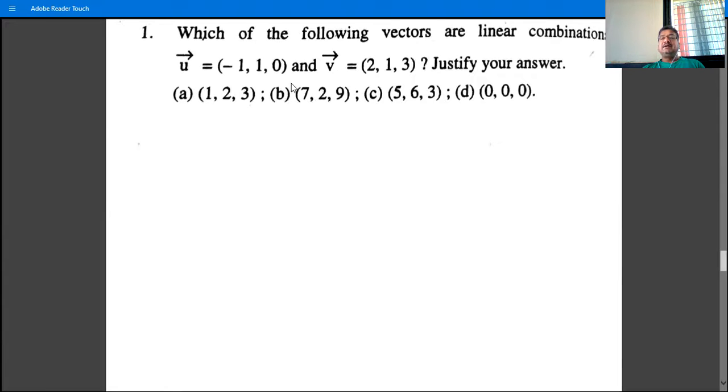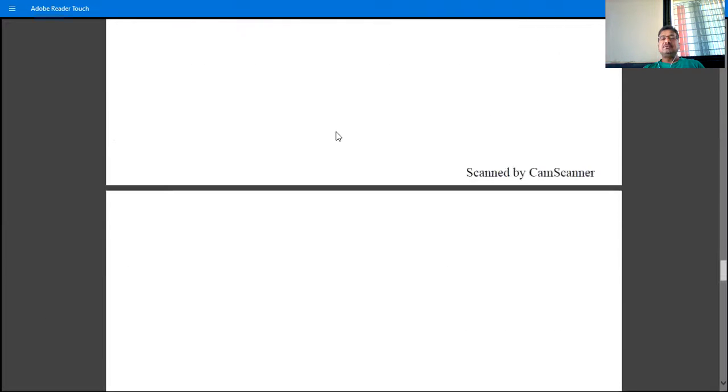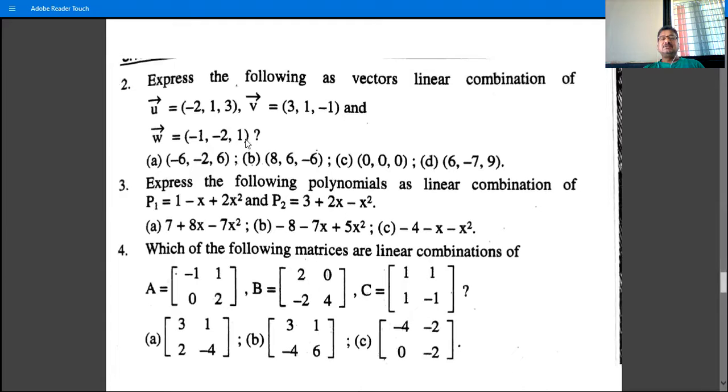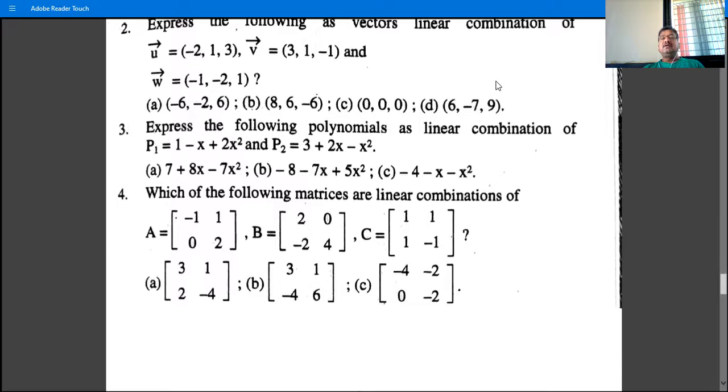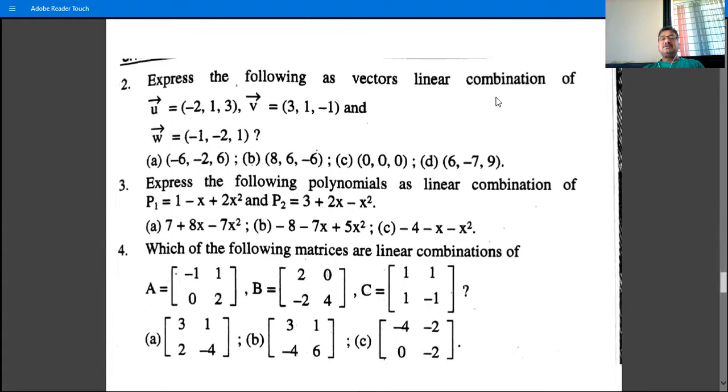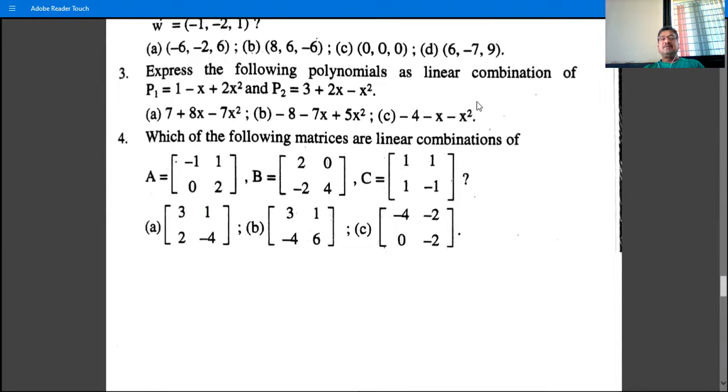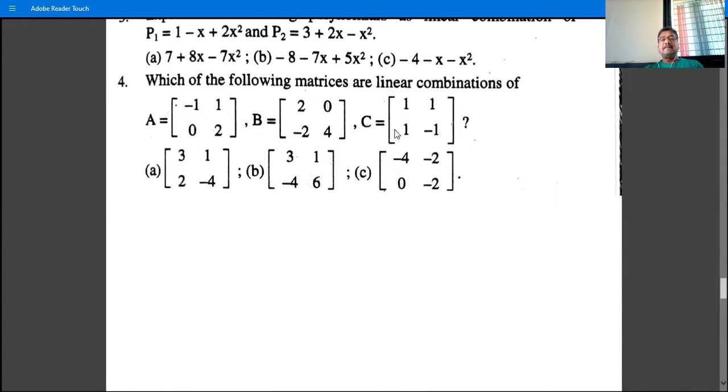Which of the following vectors is a linear combination of these two vectors? Justify your answer. Same problems. Here we have to express these vectors as a linear combination of U, V, W, if they can be expressed as a linear combination. Similarly, P1 and P2 are two polynomials of degree 2, so these are two members of P2, and we have to express these polynomials as a linear combination of these two vectors if possible.